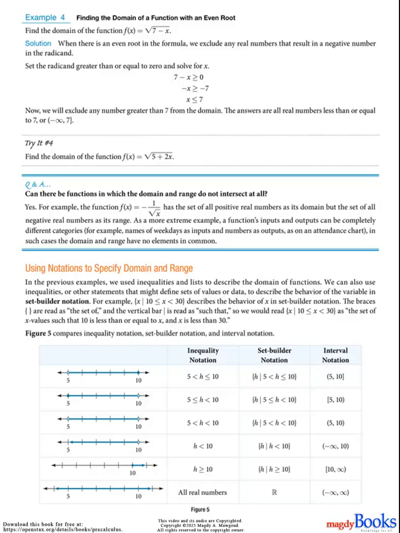Q&A. Can there be functions in which the domain and range do not intersect at all? Yes. For example, the function f of x equals negative 1 over square root of x has the set of all positive real numbers as its domain but the set of all negative real numbers as its range. As a more extreme example, a function's inputs and outputs can be completely different categories, for example, names of weekdays as inputs, and numbers as outputs, as on an attendance chart. In such cases the domain and range have no elements in common.